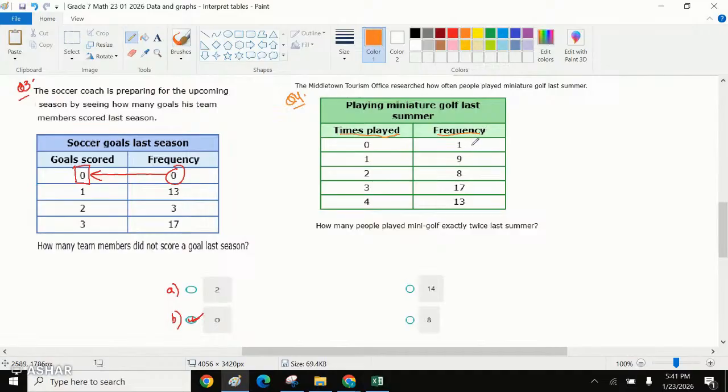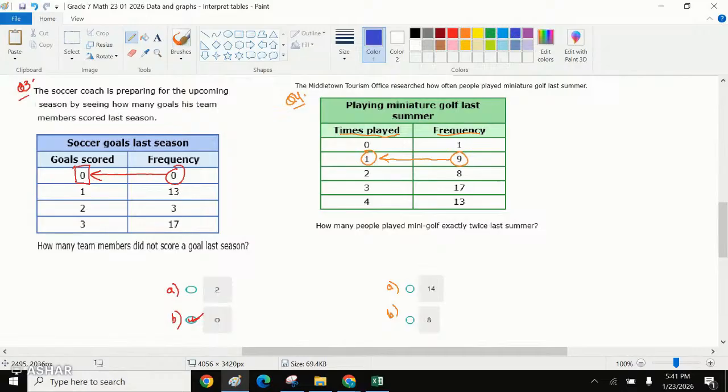It's giving us the number of people, the times played by the frequency, right? 0 times was played 1 time. That means one person did not play. 1 time had a frequency of 9, right? That means 9 people played 1 time. Agreed?